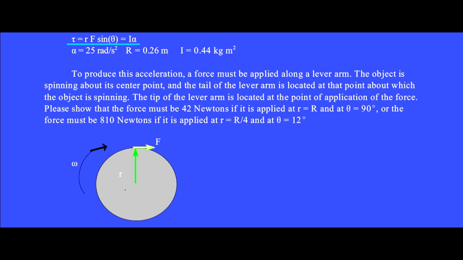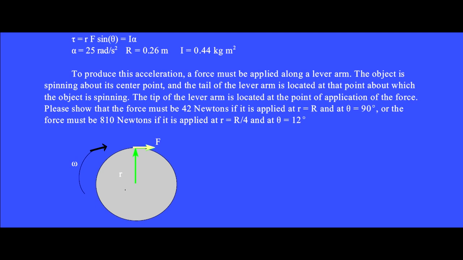The magnitude of the torque, tau, equals the lever arm r times the force, times the sine of the angle between those two vectors, R and F, when they are placed tail to tail. And this is equal to the moment of inertia, I, times the angular acceleration, alpha.